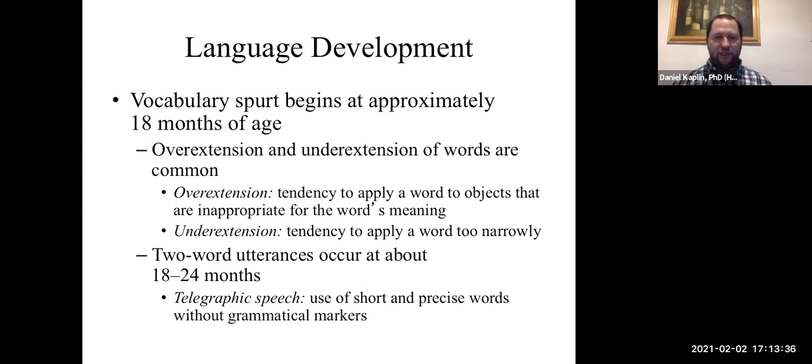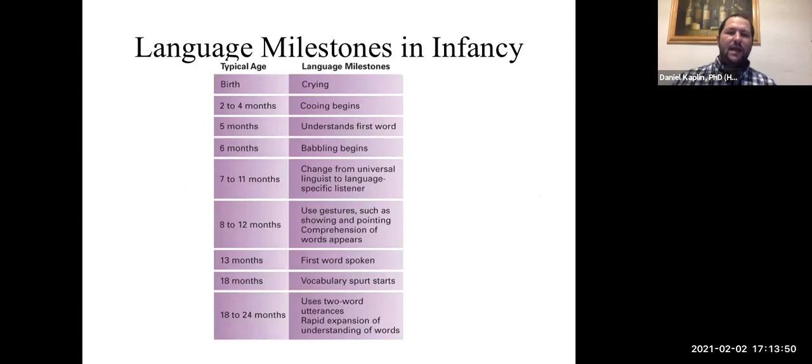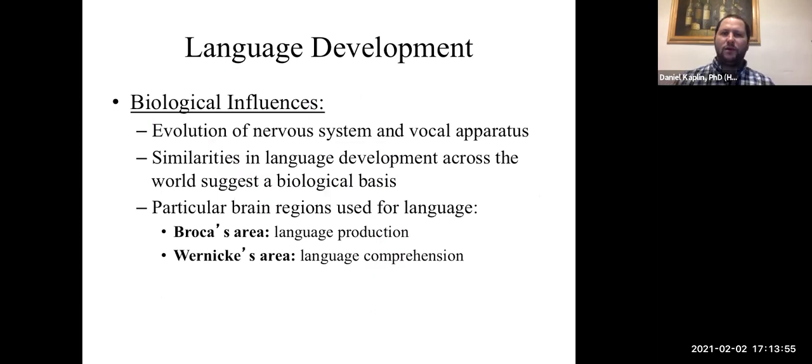That's an underextension. Now, telegraphic speech, which is where you use short sentences, 2 or more words, starts to happen at 18 to 24 months. And here are some of the language milestones that we go through. Now, what are some factors that impact language development? Well, evolution of the nervous system and vocal apparatus play a role, right? So different parts of the brain are going to be responsible for different speech and language functions. We also have vocal cords, the vocal apparatus.